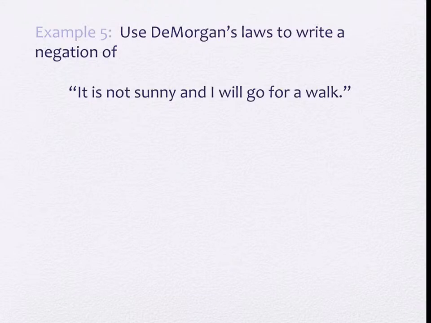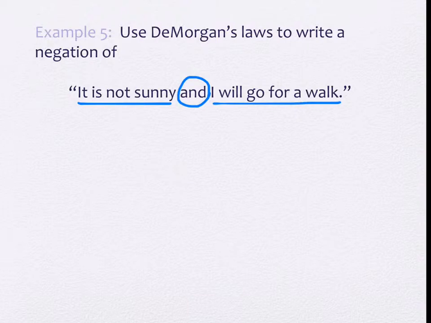So, when we're actually doing this with real language, what I want us to first recognize is, let's find out, is this a conjunction or a disjunction? What's joining our statements together? And. So this word and is going to change, because that's what happens when DeMorgan's laws are in effect. They change the and statement into or. And then on either side of it, we have 2 statements.